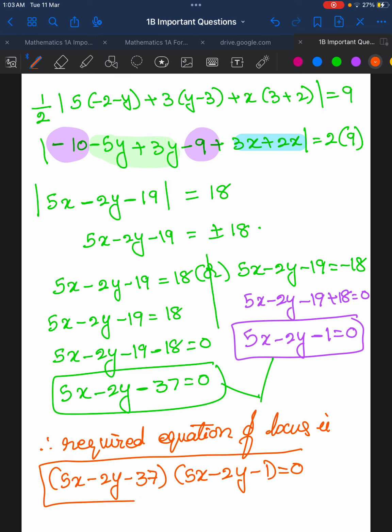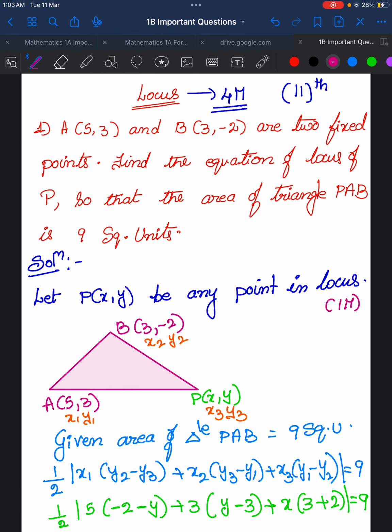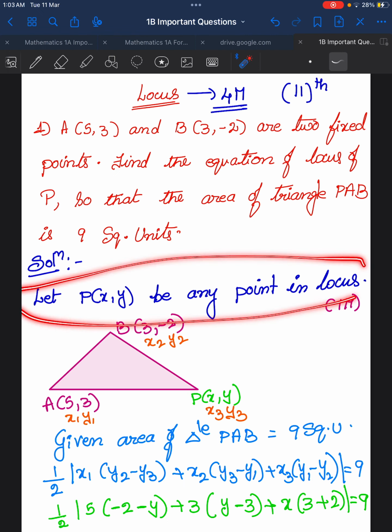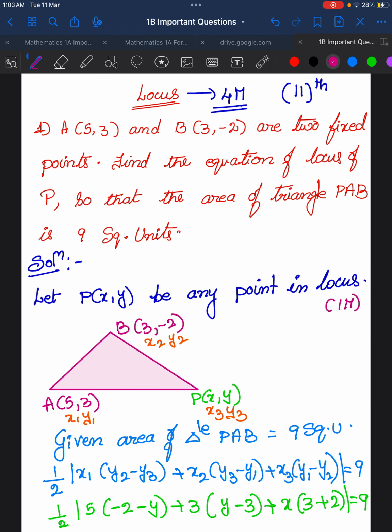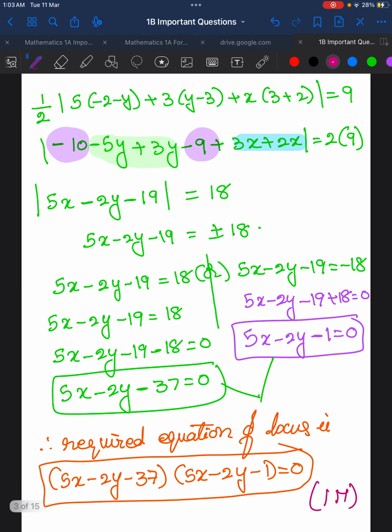If you write the product, then only they'll give you 1 mark. Otherwise, they'll cut 1 mark here. So you need to write this also. Listen carefully. First we have written, let P(x, y) be any point in the locus. For that they are giving you 1 mark. Okay. After writing the formula here, we have substituted the value. Here again they'll give you 1 more mark. For substitution they'll give you 1 more mark. Okay. After calculation, by showing this as plus or minus 18, they'll give you 1 mark. So after simplification, you are getting again 1 more mark. This is the way you need to complete the problem.